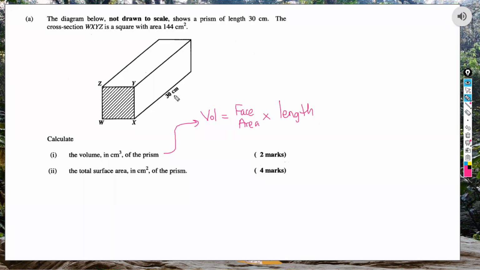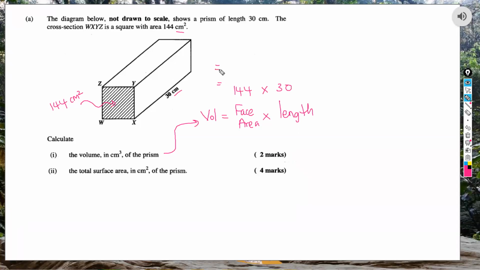Let's make sure everything is in centimeters, so it has no tricks. Remember last time I got tricked because there was a meter. The examiner was so nice. Didn't he give you the area of the face? He came straight out and said the face is basically a square, and the area of that square is 144 centimeters squared. So we don't even have to find the face area. It's just 144. And now we simply multiply by the length of the shape. Let's see what we get here.